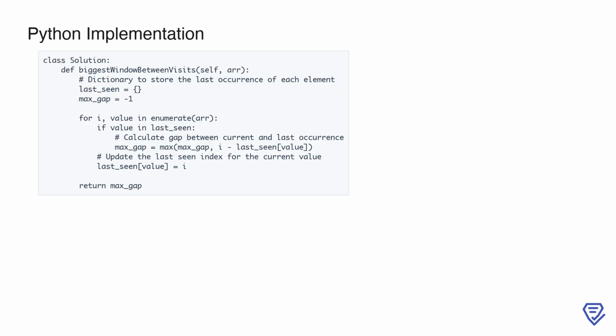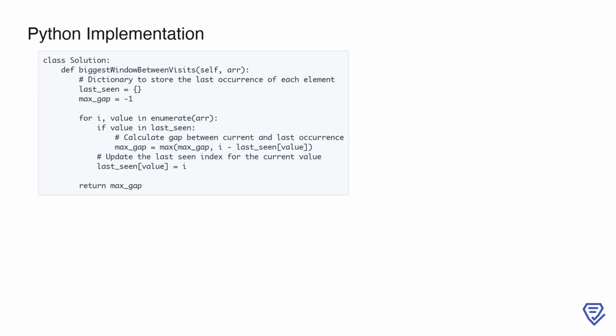3. Check previous occurrence. If the current element value exists in the last_seen dictionary, it means it has been seen before. We calculate the gap as the difference between the current index i and the last recorded index of value in last_seen. 4. Update maximum gap. If the calculated gap is larger than the current max_gap, we update max_gap. 5. Update last seen index. Regardless of whether the element has been seen before, we update its last seen index in the dictionary to the current index i.